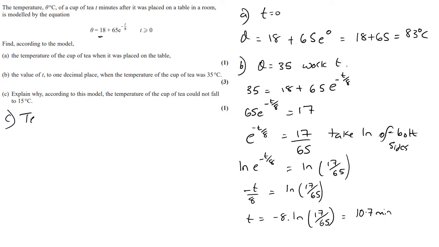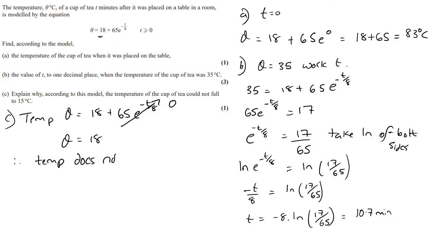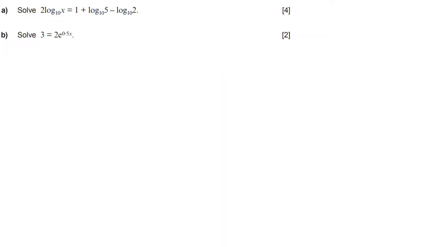So theta equals 18 plus 65 e to the minus t over 8. This term would be 0, so theta is equal to 18. Therefore, the temperature does not fall to less than 18 degrees C. Okay, next question.